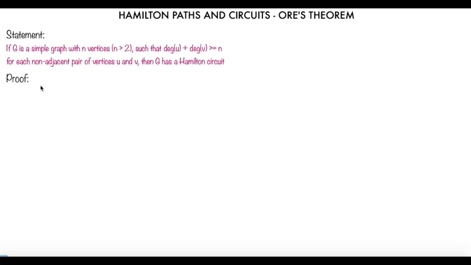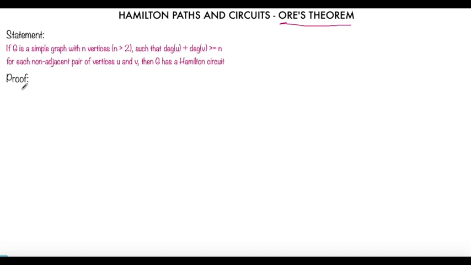Hello. So in this video we'll continue our discussion about Hamilton paths and circuits, and specifically we will prove a theorem. As we saw in our introduction of Hamilton paths and circuits, if G is a simple graph with n vertices and n is greater than 2 such that the degree of u plus degree of v is always at least equal to n for each non-adjacent pair of vertices u and v, then G has a Hamilton circuit.